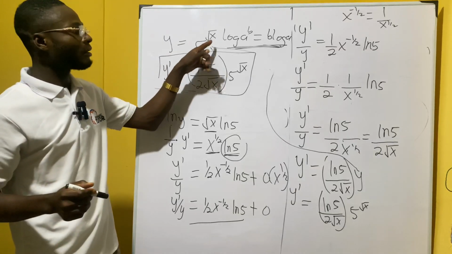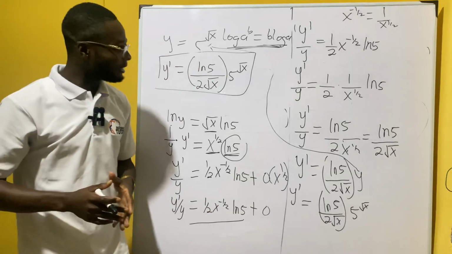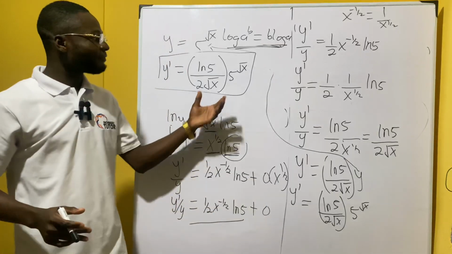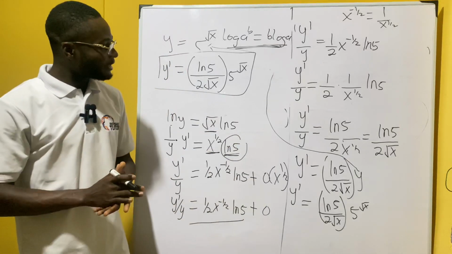y equals 5 power root x. Ladies and gentlemen, we have been able to arrive at the right solution.